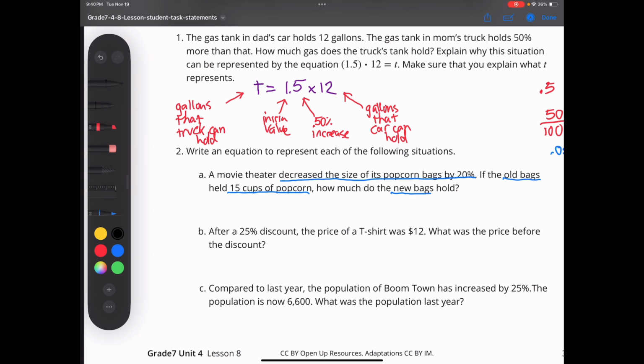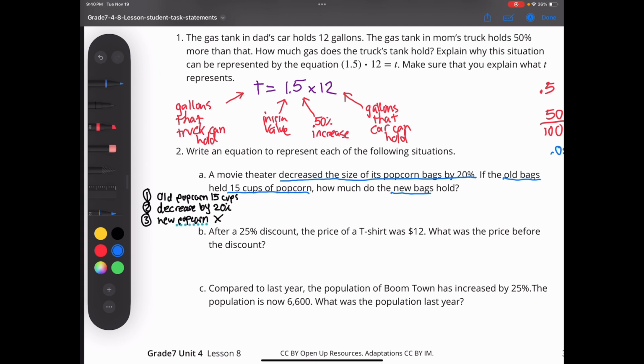So we write the key pieces of information. I like to write them in chronological order. So in the middle, we have the decrease by 20%. And first was the old popcorn, which is 15 cups. And then after the decrease, so old popcorn, decrease, and then new popcorn. And that's unknown. We'll call that X. So first old popcorn, then the decrease, then the new popcorn. Okay, so now we can write our equation.